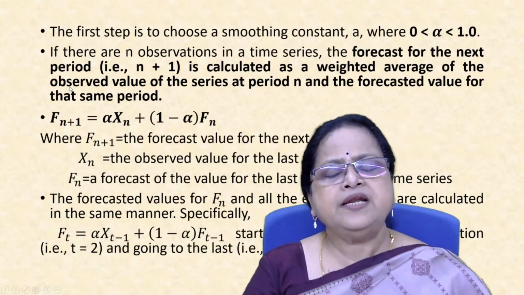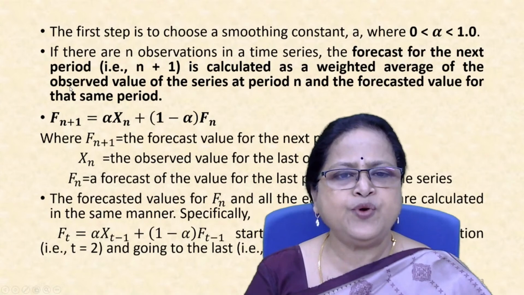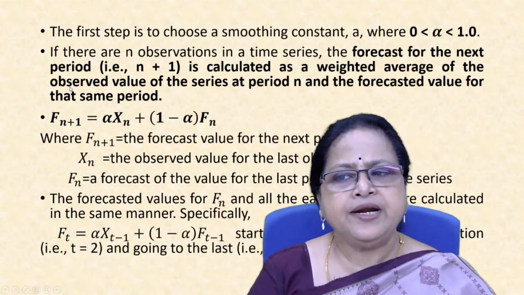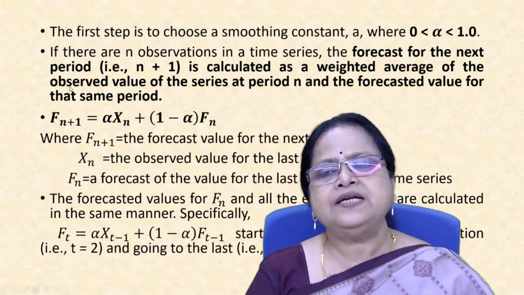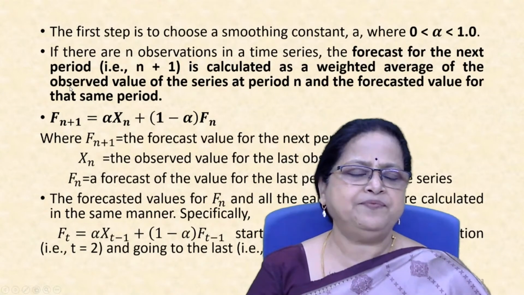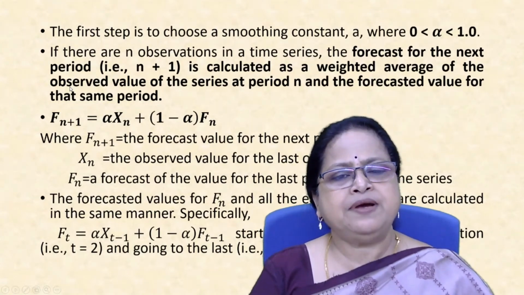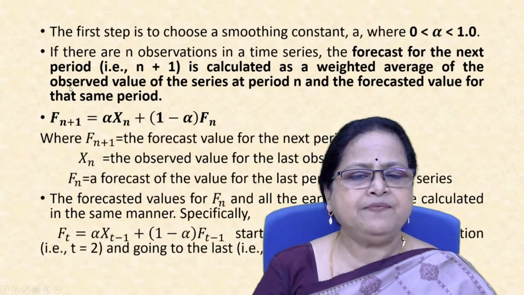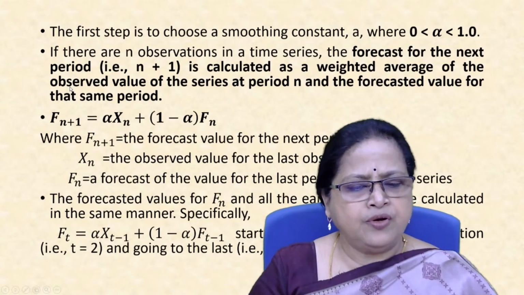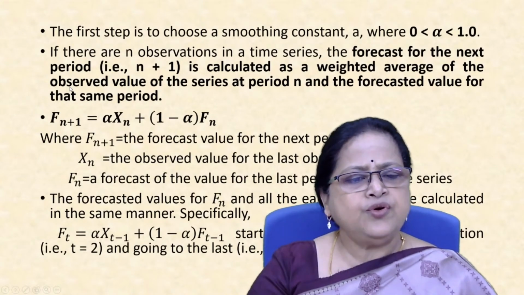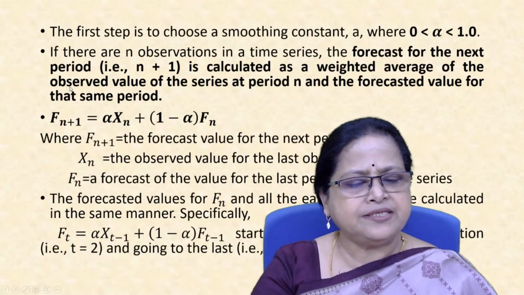And if there are n observations in a time series, the forecast for the next period, that is n plus 1, is calculated as a weighted average of the observed value of the series at period n and the forecasted value for that same period. F(n+1) is equal to alpha times X(n) plus (1 minus alpha) times F(n). F(n+1) stands for the forecast value for the next period, and all these you can read from the book. So the forecasted value for Fn and all the earlier periods are calculated in the same manner.